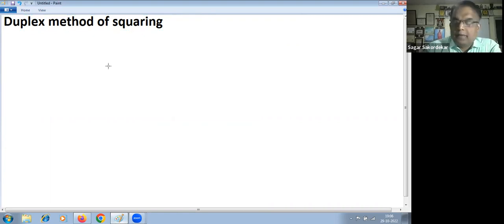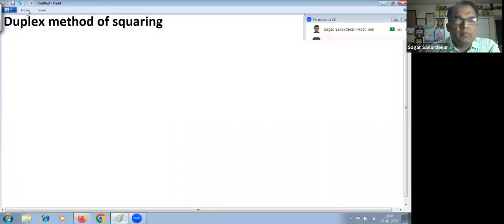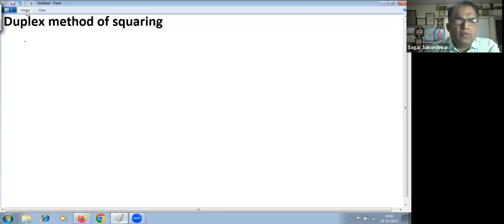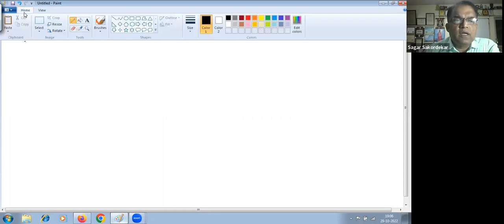Okay, fine. So this is totally general method of squaring. Duplex method is general method of squaring. It can be used for any number, any big number, and any type of number. So first you should know, what is duplex? The duplex is represented with the letter D. And you should know duplex of different digits, single digit, two digit, and so on.